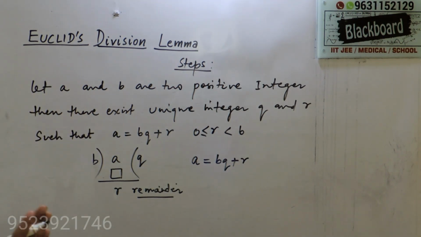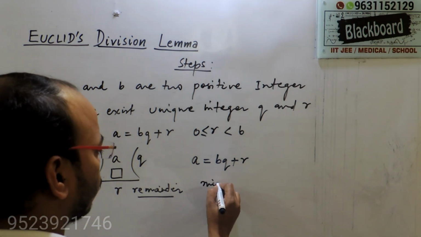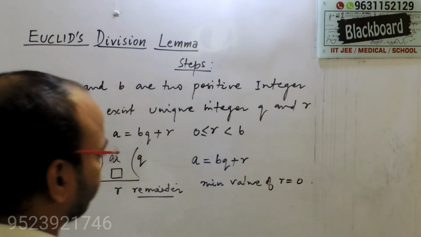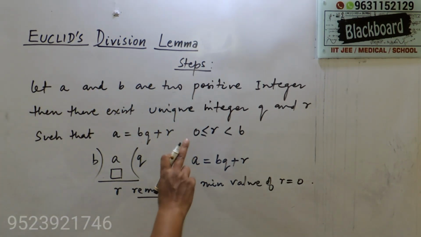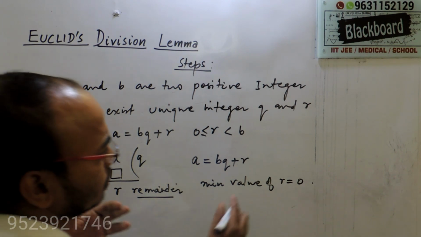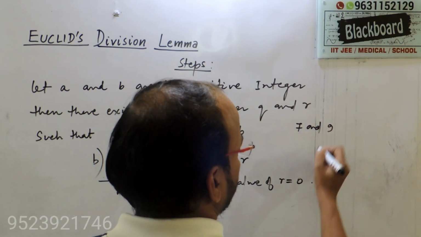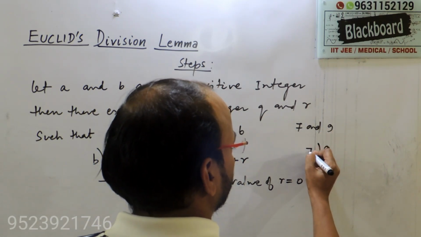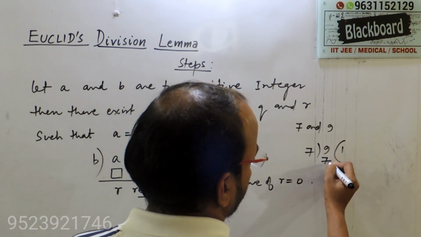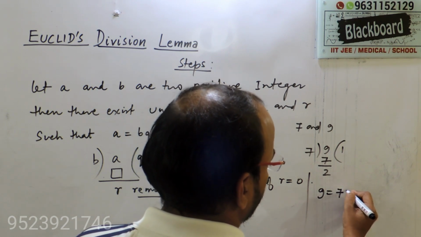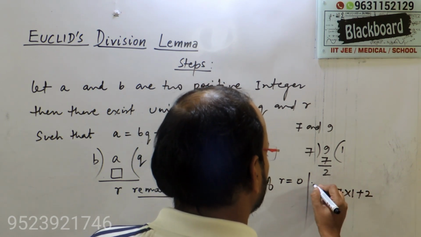The minimum value of r is 0, and r lies from 0 to b. And this is valid for any positive integer. For example, if your numbers are 7 and 9, divide 9 by 7: 7 ones are 7, and the remainder is 2. That means you can write 9 is equal to 7 into 1 plus 2.